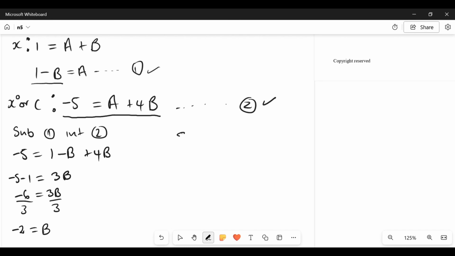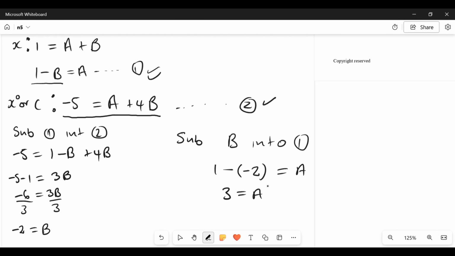We can say substitute b into 1. So here's our equation 1. Then we have 1 minus, instead of writing b, we're going to write minus 2, because b is equal to minus 2. All this is equal to a. So we can say 1 minus minus 2, that is going to give us positive 3. So a is equal to 3. Now that we have a and b, we are able to go back to our equation and substitute them.